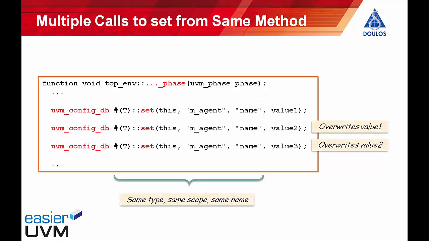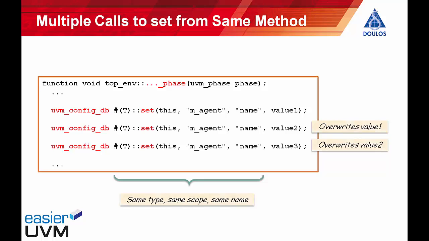If you make multiple calls to set from the same function, from the same scope, then what's going to happen is that each call will simply overwrite the previous call in effect. So after the first call to set, name is value 1. After the second call, that value's been overwritten by value 2. After the third call, that value's been overwritten by value 3. So that's what's going to happen in general if you make multiple calls to set. What happens simply is that the last call wins.